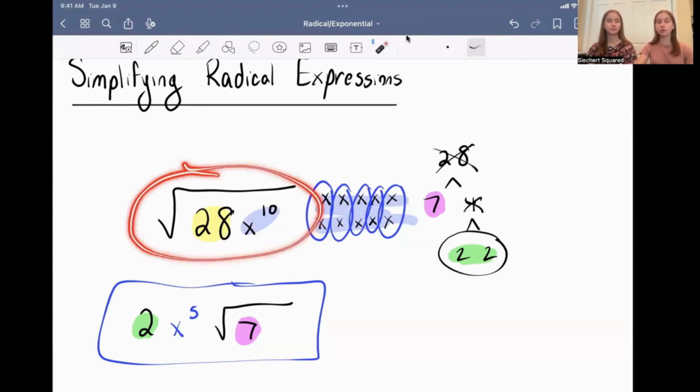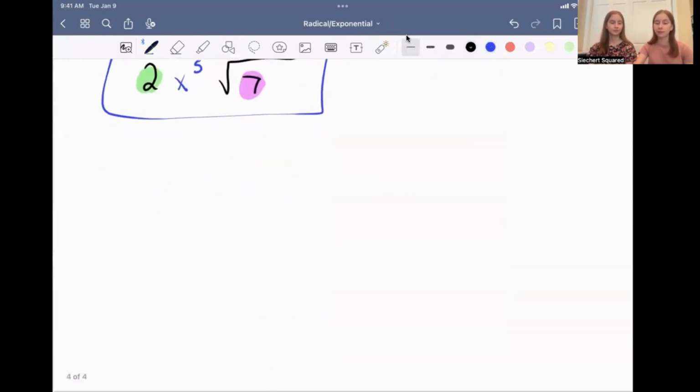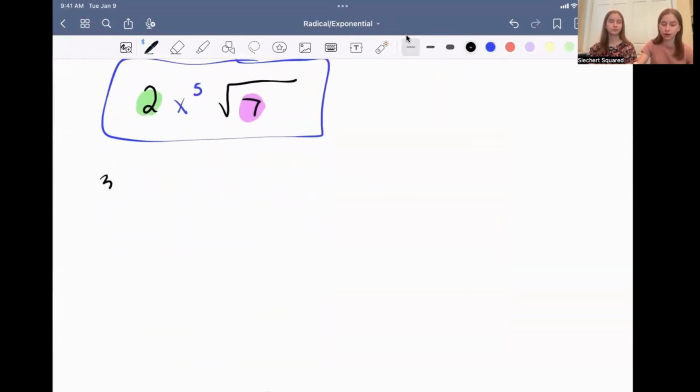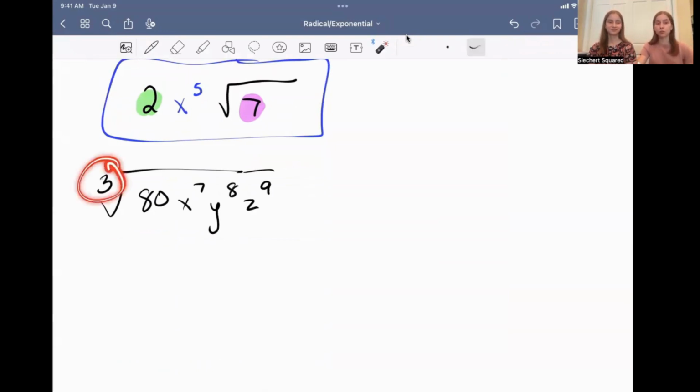Instead of it just being a normal square root, let's see what happens if we have a cube root. So we're going to look at the cube root of 80 times x to the 7th, y to the 8th, and z to the 9th, which looks a lot more complicated because there's a cube root instead of a square root, and you also have 3 variables. But the variables are a lot of times not the hardest part. You just have to be very careful as you're going through them.